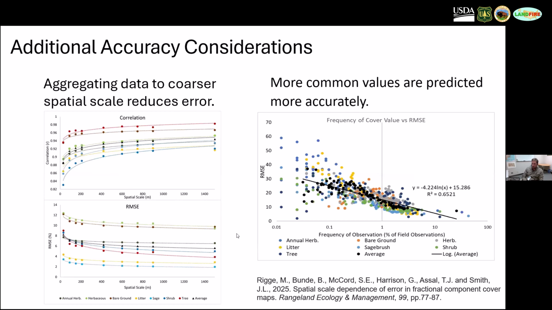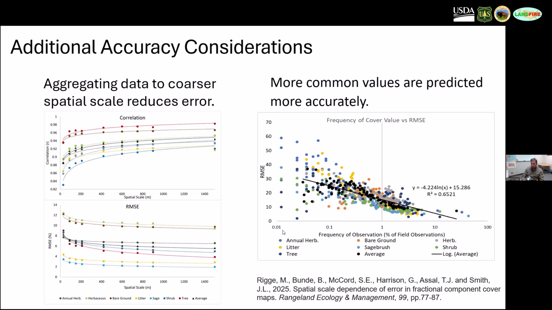A couple other accuracy considerations to think through. More common values are predicted more accurately. I think that goes for all three of these products. So this analysis is looking at the entire AIM database. We're up to like 70,000 points at this point. So just thinking about how frequent that observation is in the database relative to the error in our predictions for that cover bin, there's a really strong correlation there.